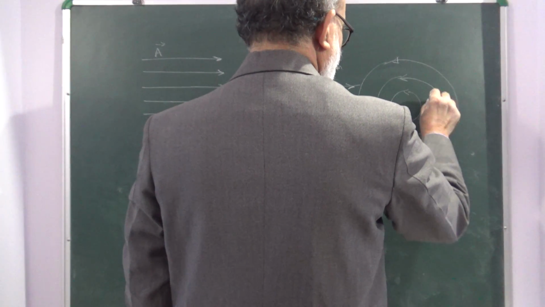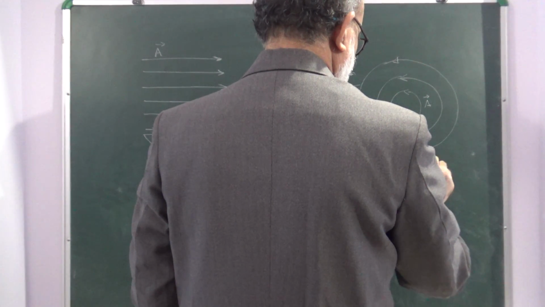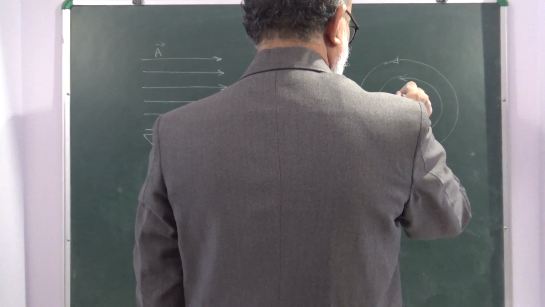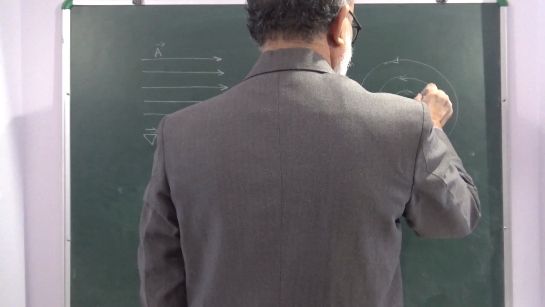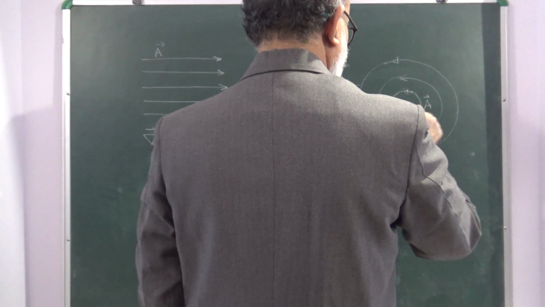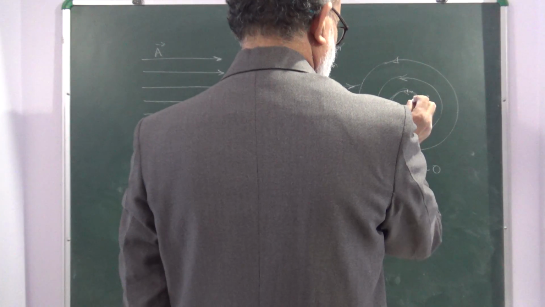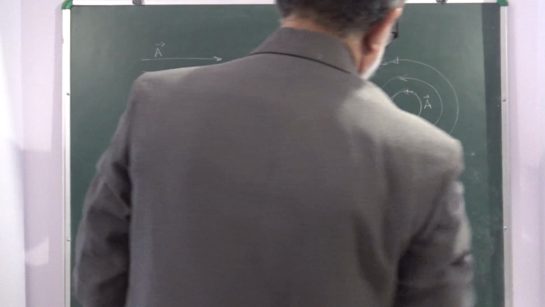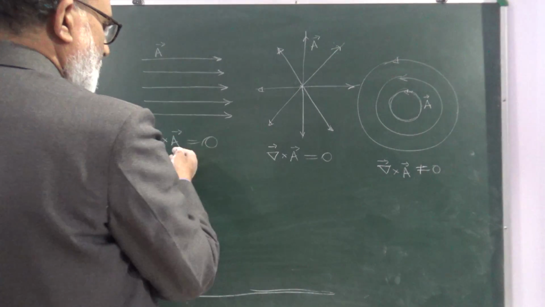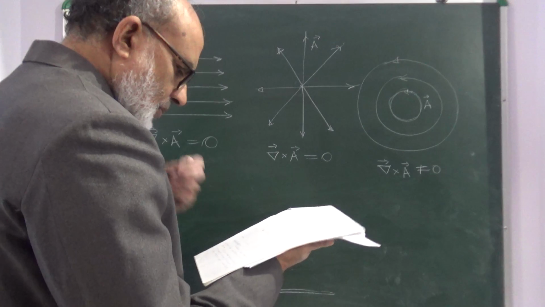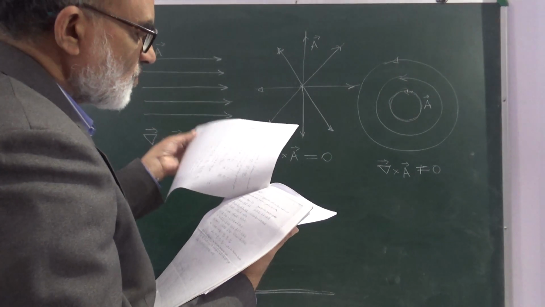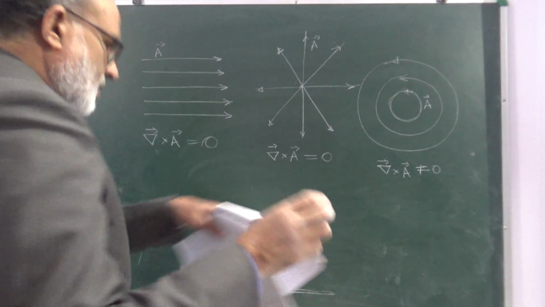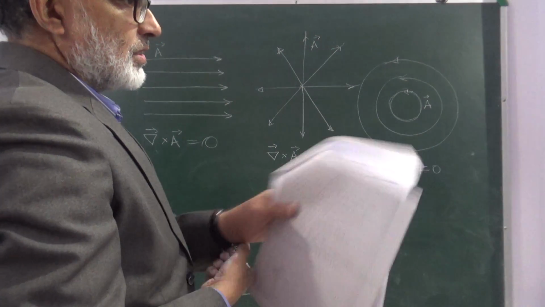If this field is again A, this is not 0, because curl means the line integral of A along this line, and this results in a vector which is perpendicular outward. So this is not 0. A field like this gives you a vector field, but these types of fields give you a curl of 0. This is all about divergence, gradient and curl.